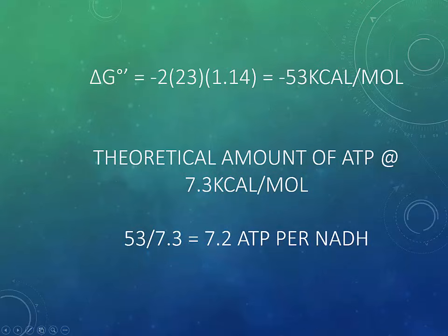However, we already know that the second law of thermodynamics means we do not get perfect energy conversion. So some of this energy is lost as heat, which is not useful for making ATP. So we will not get 7.2 ATP per NADH. We're going to get something less than that.